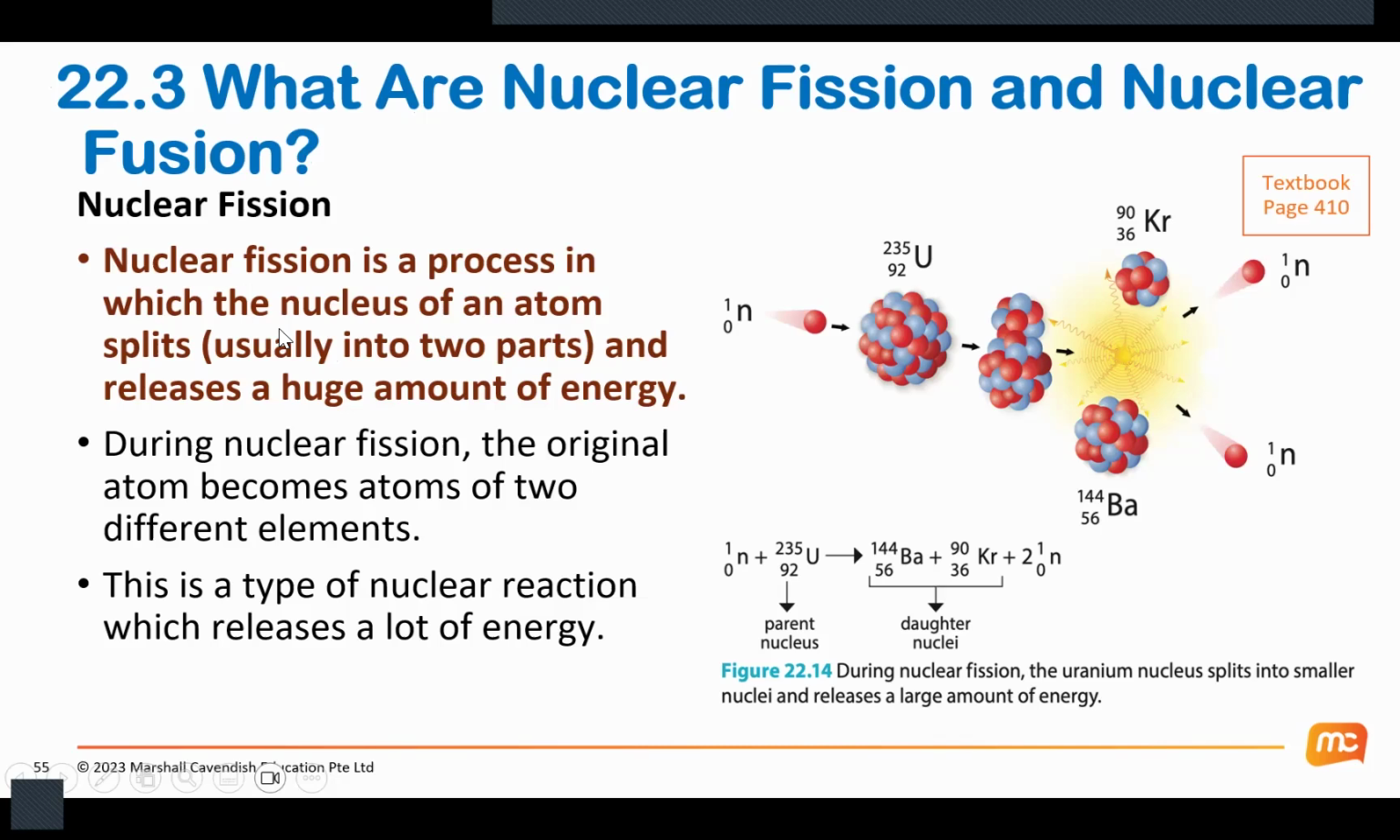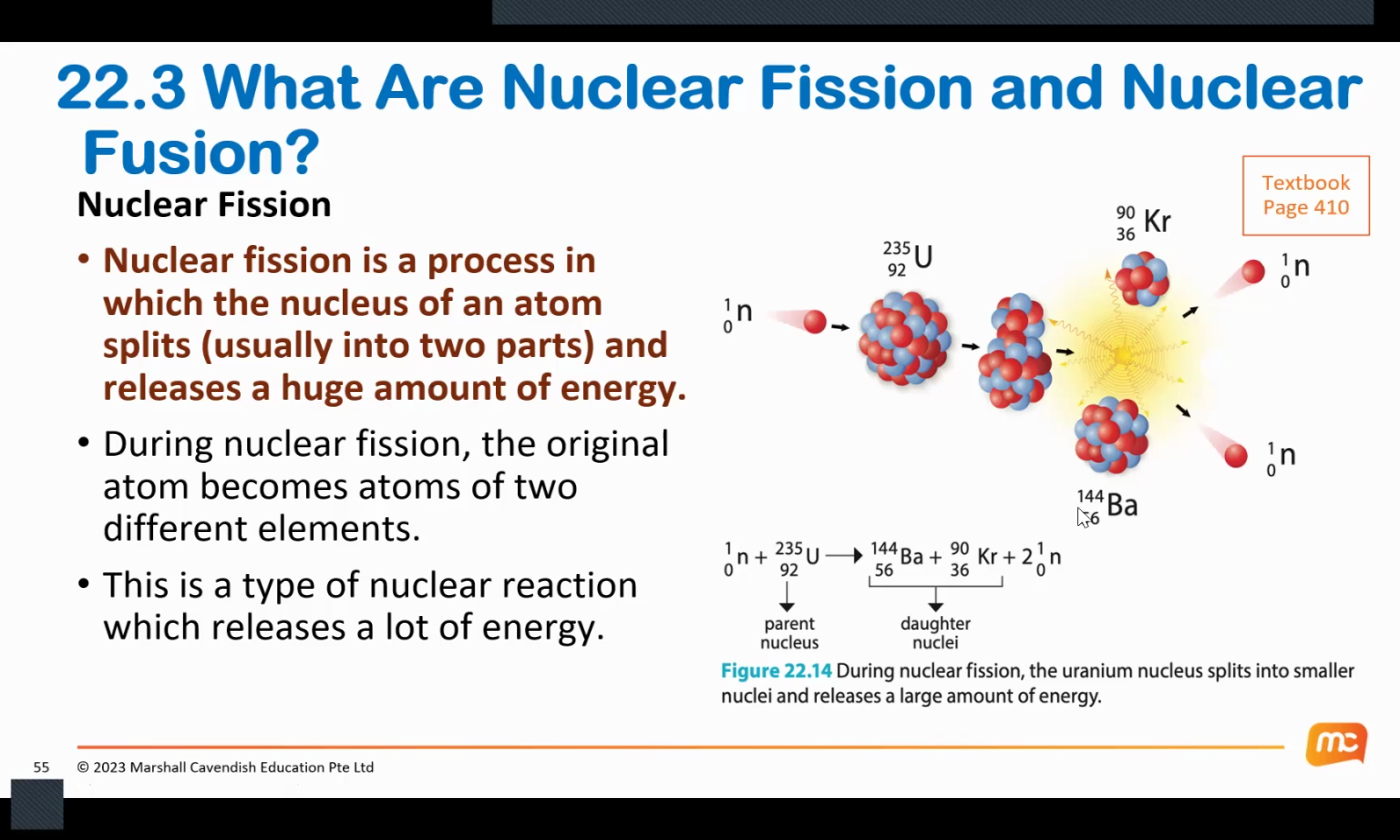Nuclear fission is a process in which the nucleus of an atom splits up. Okay, it can be split up into multiple parts, but for nuclear fission it is usually split into two parts. And in the process of splitting up, it releases a huge amount of energy. And this energy is usually converted into the internal store as heat energy.